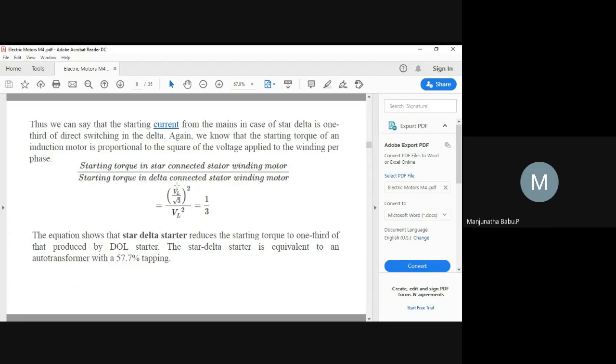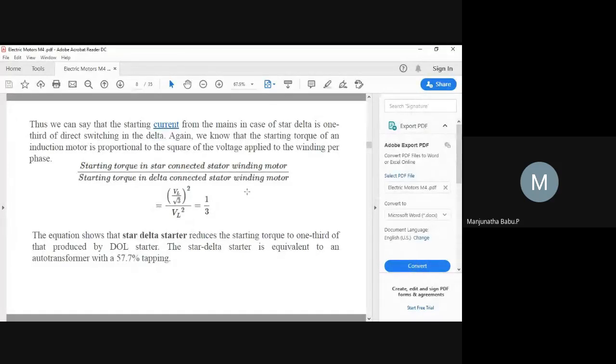So what is the voltage which will be represented in star? It will be VL by root 3. And in delta, line voltage will be equal to the phase voltage. If you represent the square of that ratio, it will be equal to 1 by 3. So generally the starting current in the star delta starter will be 1/3 of its value. The star delta starter is equivalent to the auto transformer starter with tappings of 57.7%. So this is how your voltage will be reduced when I go for the star delta starter.